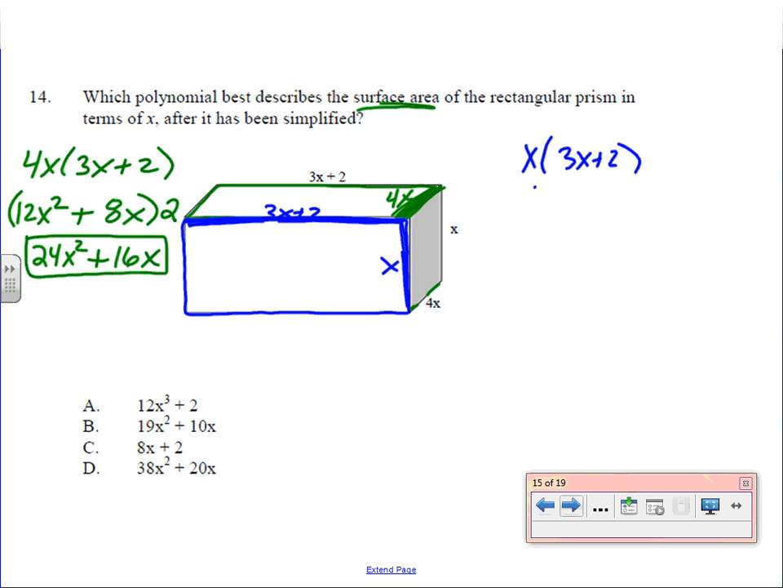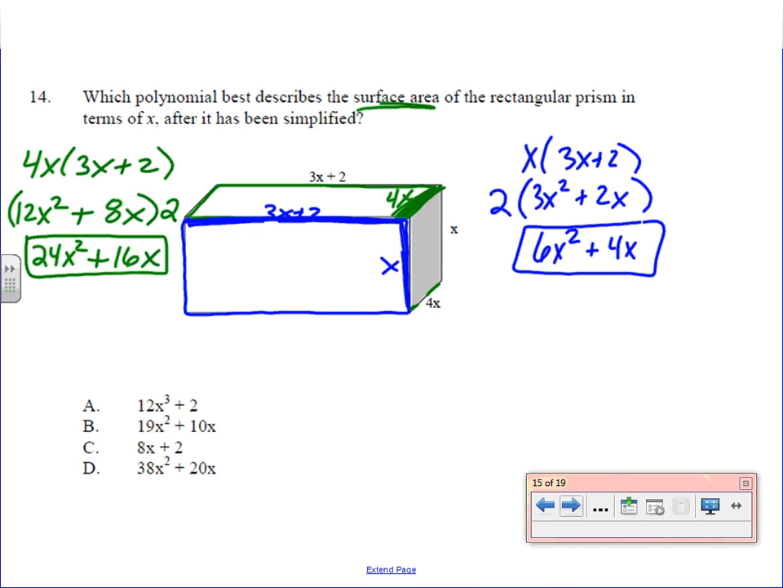So x times 3x is 3x squared. X times 2 is 2x. That right there is the front of the box. But just like the top and the bottom, this front piece is exactly the same size as the back piece. So we're going to multiply that times 2, because the front and the back are exactly the same size. So 2 times 3x is 6x squared. 2 times 2x is 4x. This right here is going to represent the front and the back.